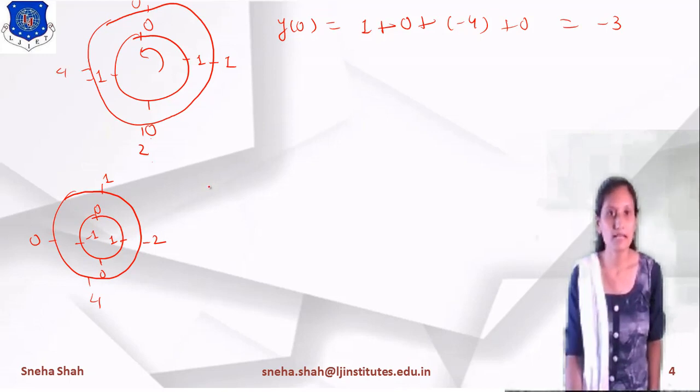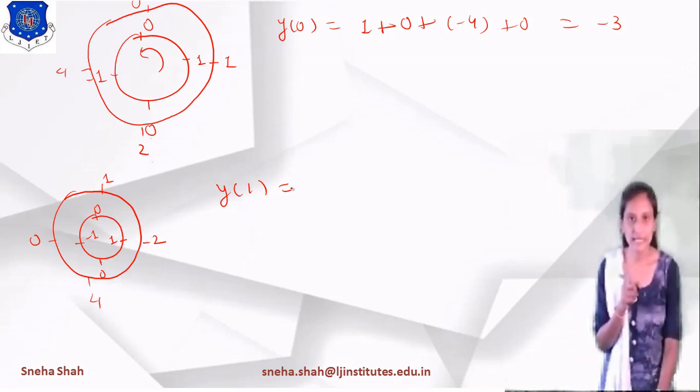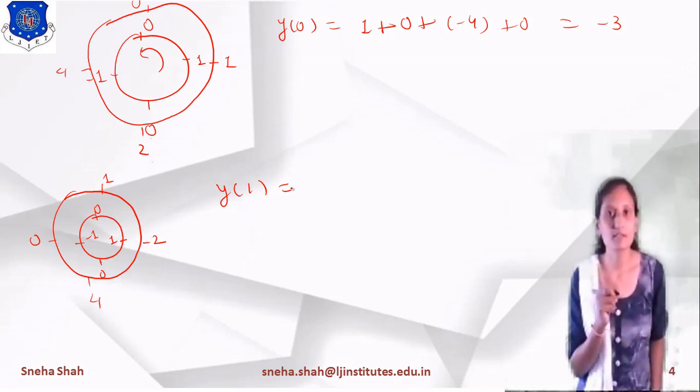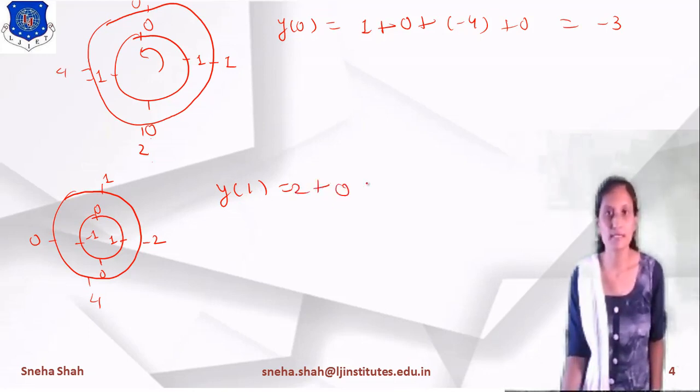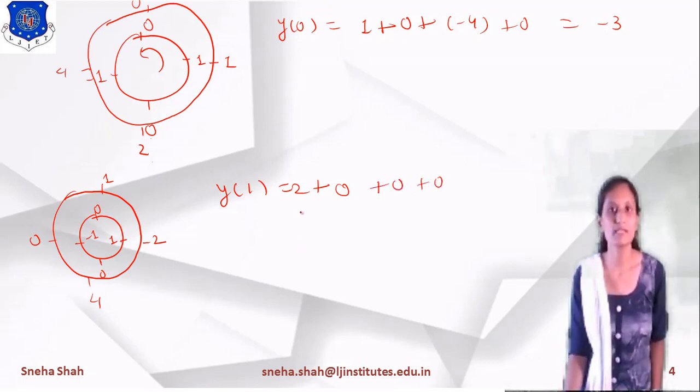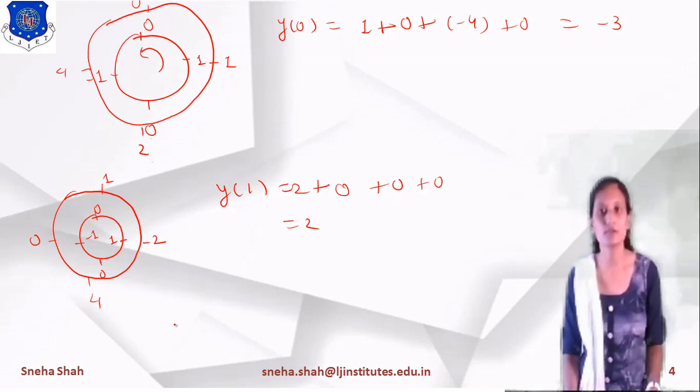Now if I add these two terms after multiplication, the answer will be, since we have taken one shift, y of 1. So what is the value of y of 1? 1 into 2 means 2, plus 0 into 1 means 0, 0 into minus 1 means 0, and 0 into 4 means 0. So the answer is y of 1 equals 2.